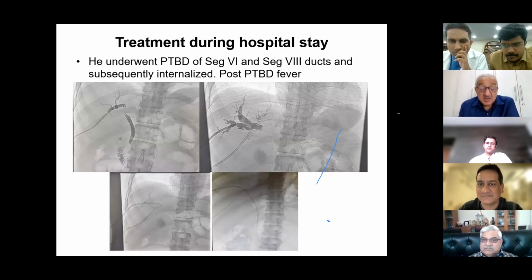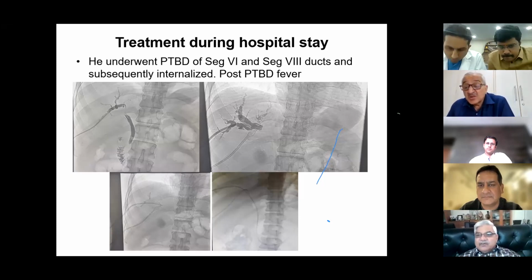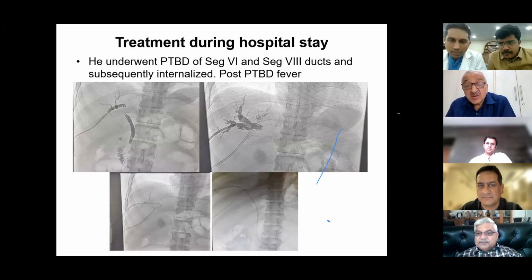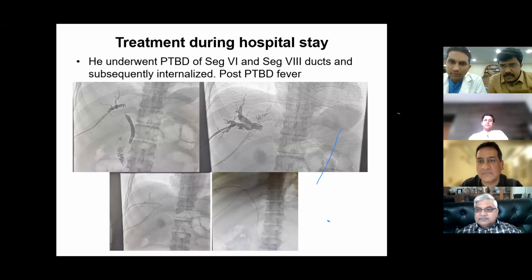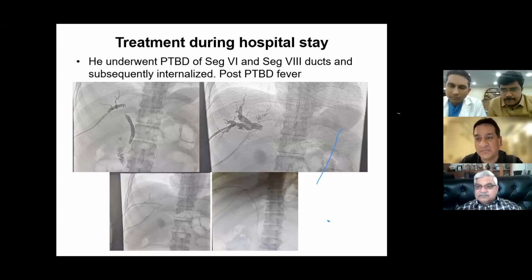possibilities? As said, spyglass cholangioscopy would be the next thing to obtain a tissue diagnosis. But again, the risk of ascending cholangitis should be considered because this is a type 4 inoperable tumor. We have to get a tissue diagnosis for giving him definitive chemotherapy. So palliative therapy.